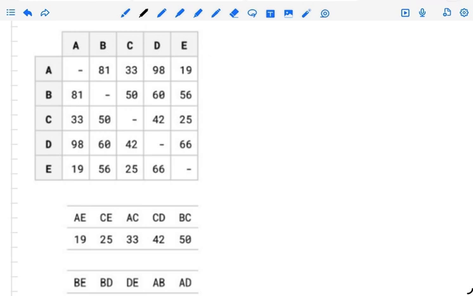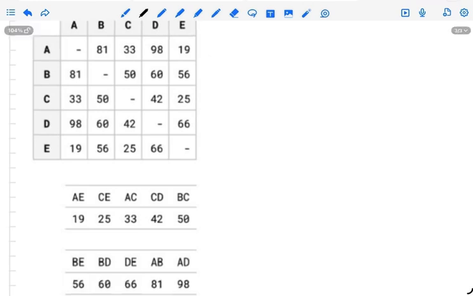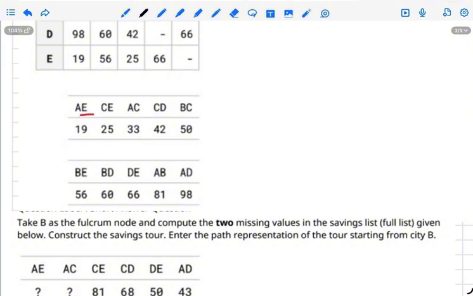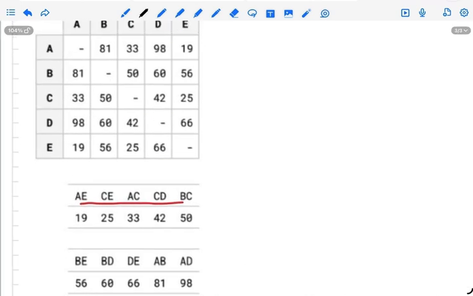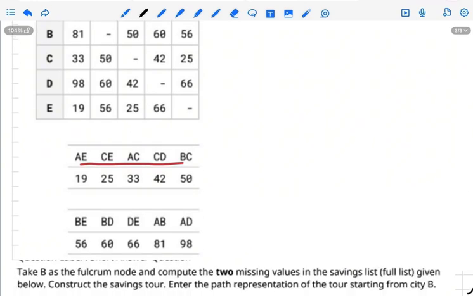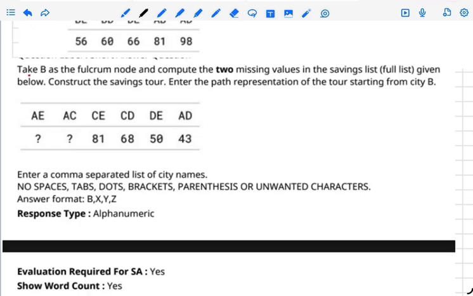A, B, C, D, E represent the 5 cities, and these are listed in increasing order of the edge costs of the different cities mentioned in the given distance matrix. In the question, take B as a fulcrum node, that is very important. Take B as a fulcrum node and compute the 2 missing values in the savings list.